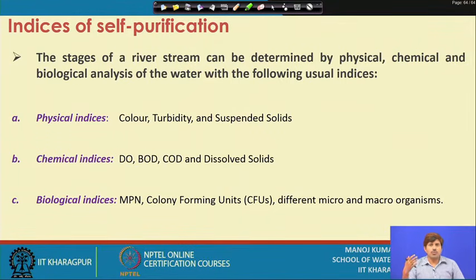So, those quality parameters which are typically used: there are certain physical indices which are based on the color, turbidity, and suspended solids. So, what is the color? Because if water is in a clean zone, we will see relatively transparent water, not so dirty or polluted water. We will see the turbidity low, we will see the suspended solids very low, which eventually leads to low turbidity.